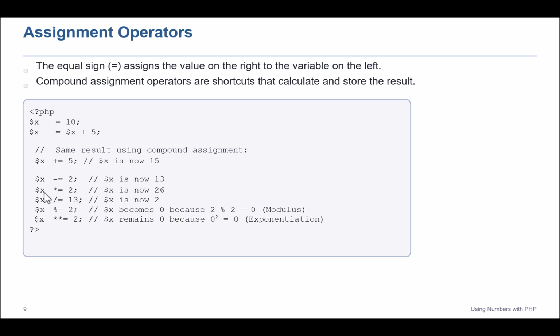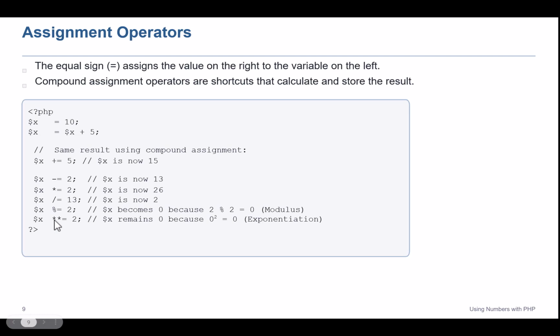So we have the variable, and then the multiplication symbol equals 2. So $x is now 26. So we did multiplication on the value 13. So $x, which is now 26, divided by 13, $x now becomes 2. So now $x is 2, and then we have the modulus symbol equals 2. So there's no remainder, it's just 0. So $x is now 0, and then the asterisk sign twice. This expression uses the exponentiation operator. 0 to the second power means 0 multiplied by itself, so the result is 0.